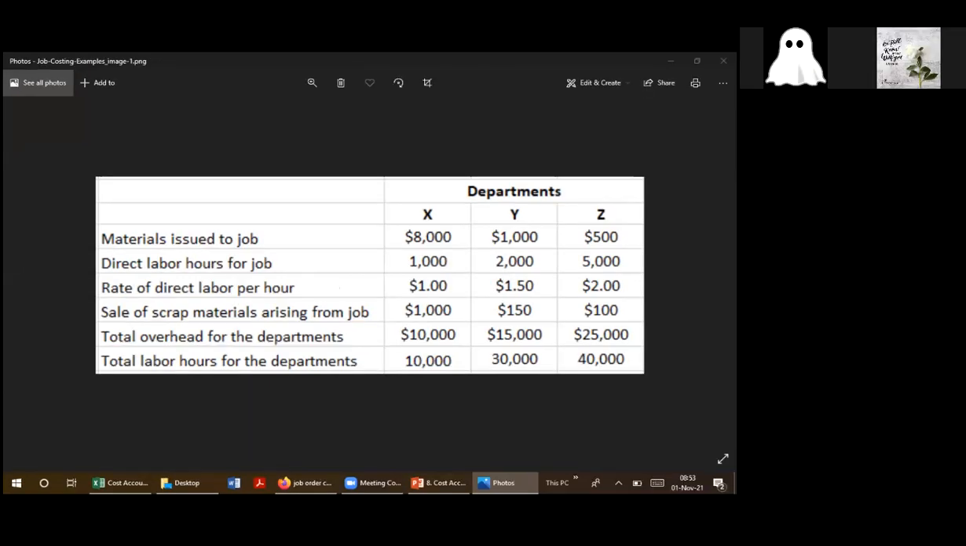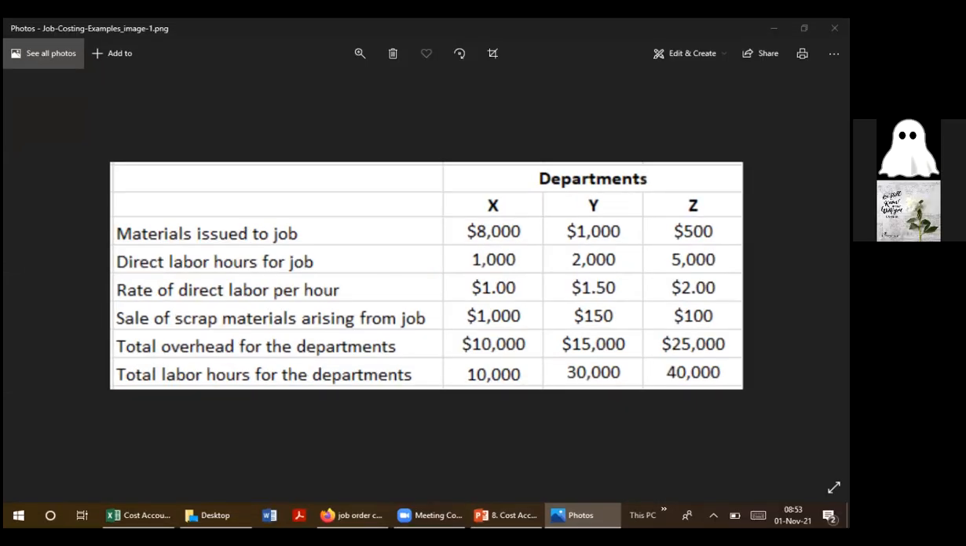There is not much detail here, only a few items given. That is, the company has departments X, Y, and Z. Materials issued to job. So material purchase is not given here. It is just the total material they consumed during the process. Material issued was 8,000. Direct labor hours for the job. So how many hours of labor were used in that job? And then there is sale of scrap materials arising from the job.